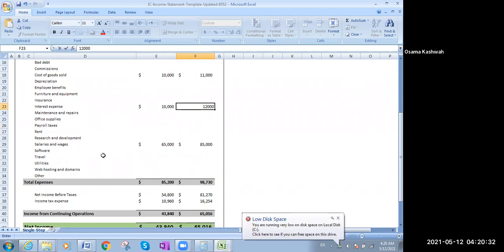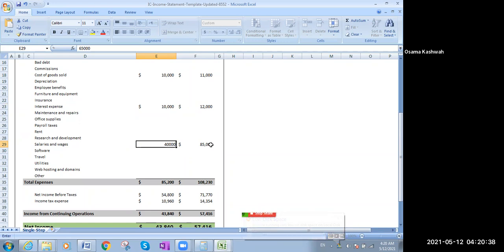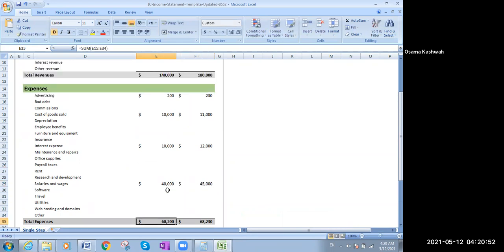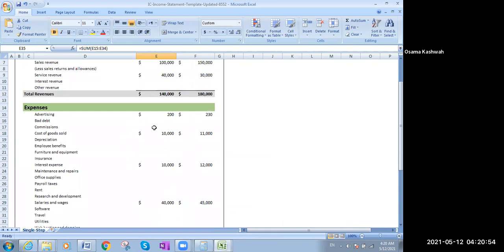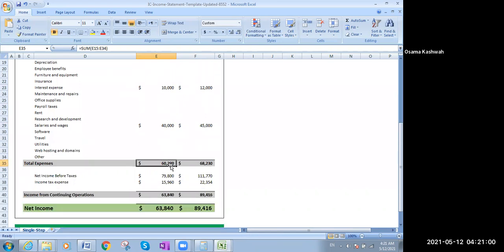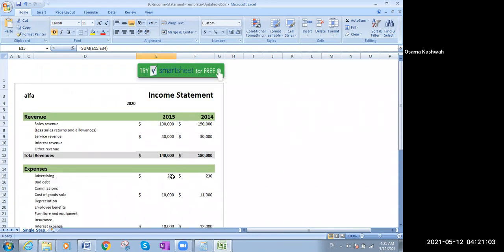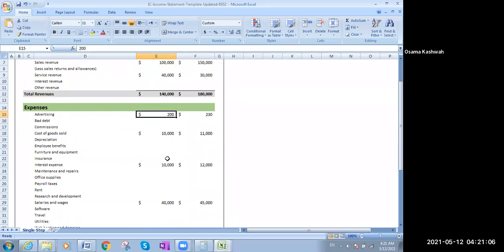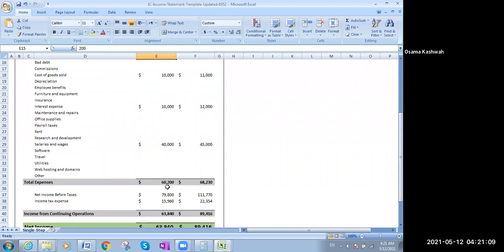Okay. Then here also I have salaries and wages. Let us say 40,000. And here we have salaries and wages of 45,000. So now look at this. When I press here, the whole total expenses will change. Now the total expenses became 60,000. Look at this, 10 and 10, 20 and 40. We have 60,000 and 200. This is the 200. So 10 and 10 and 40, 60,200.